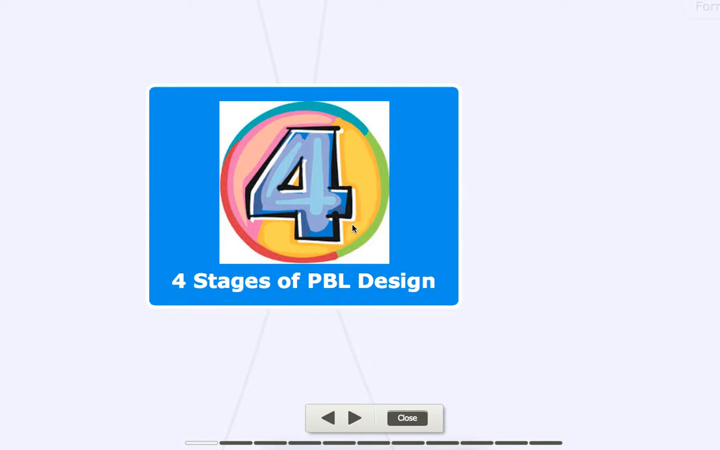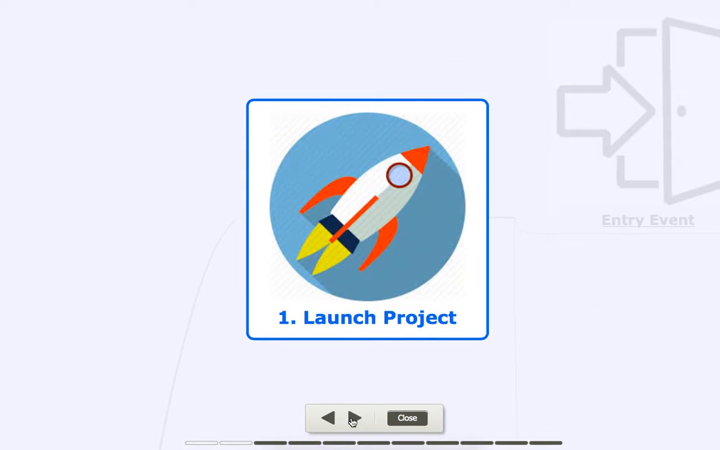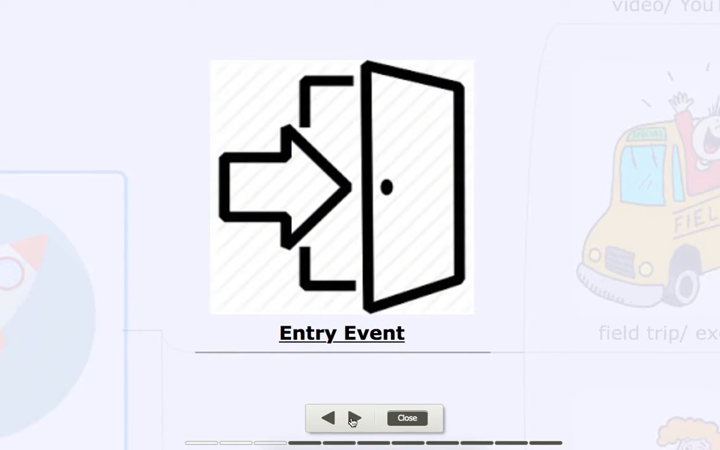Okay, let's have a look at the 4 stages of PBL design, when we're looking at designing a unit. So to start off with, the very first part is obviously to launch the project. When you're launching the project, the key words here that you'll see are called the entry events.